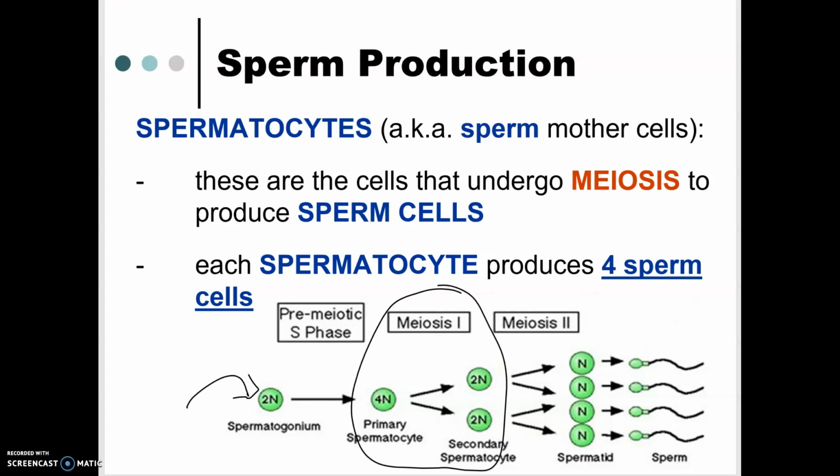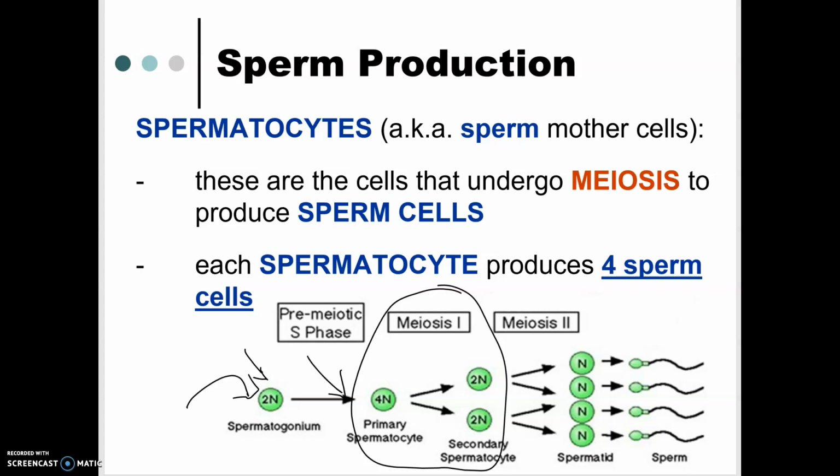Okay, so let's have a quick look at sperm production again. We'll start off with our spermatogonium. That's a diploid cell in the testes that is going to undergo meiosis in order to give us sperm. So this process down here, the picture, is basically spermatogenesis.